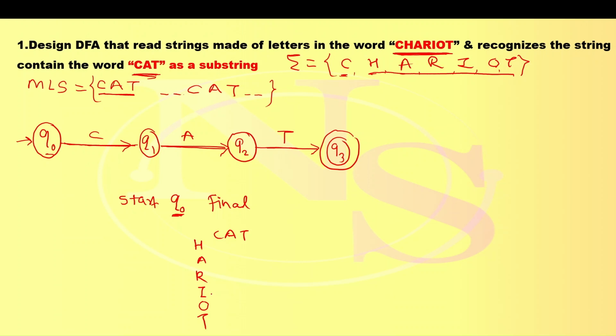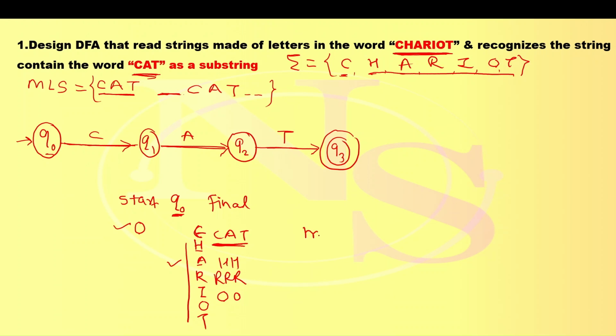Now our main condition is that the string should contain CAT. Before that, if any symbol is coming or not coming, what does that mean? Epsilon. Epsilon is an empty string. It does not contain any symbol. I can say it contains 0 number of H, 0 number of A or any other symbol. So before CAT, if any symbol is coming, if double H is coming, that is also fine. Triple R is coming, that is also fine. Double O coming, that is also fine. What I mean to say here is, before CAT, any symbol may come or may not come, that is epsilon.